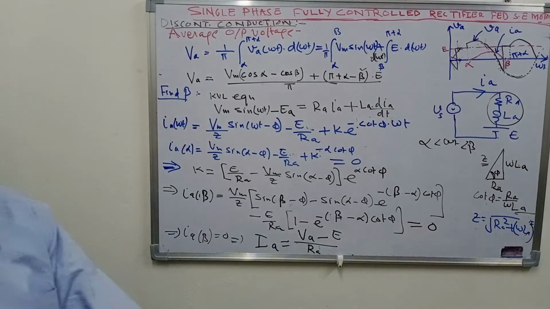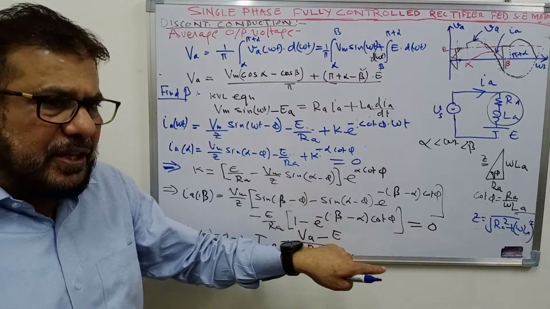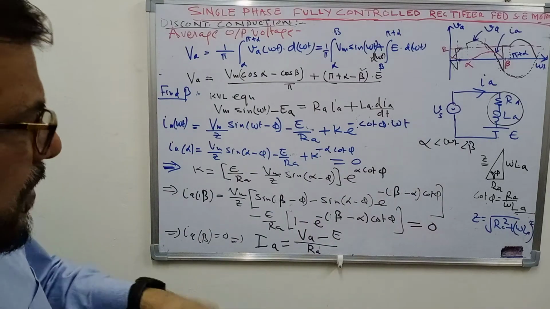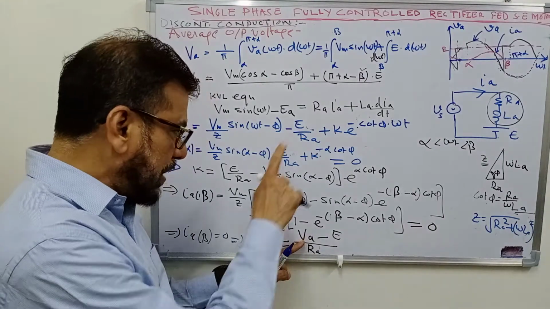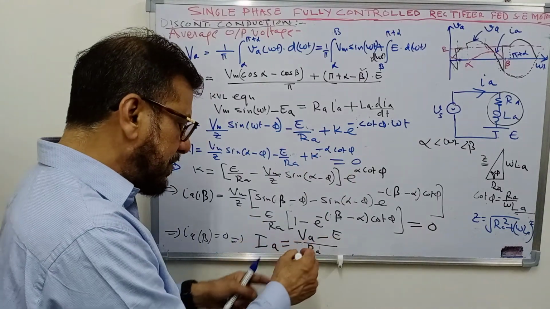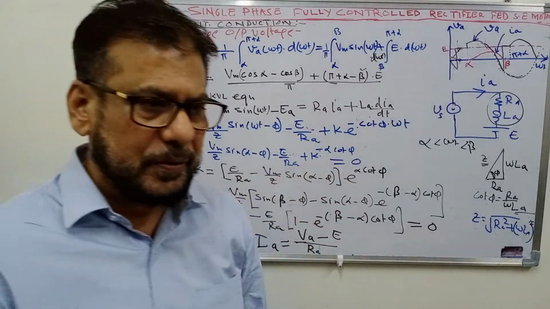So there will be two types of problems. In one type of problem, if speed is given, you have to find out the torque corresponding to this speed. So if speed is given, you know the value of E. You obtain the value of beta and you find the value of VA. So knowing VA and E, you can find out the current. Knowing current, you can find out the torque.